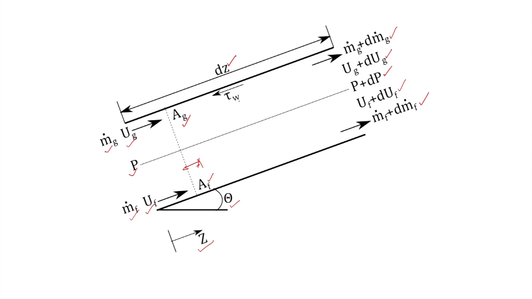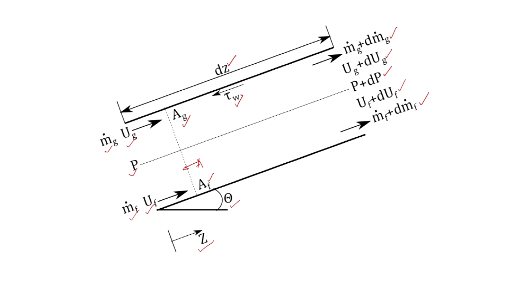The wall shear stress is tau w, which we will divide into two parts, tau g w and tau f w. Also, as mentioned before, the interactions between the two phases are taken into account in this model. So, there will be shear stress at the interface.